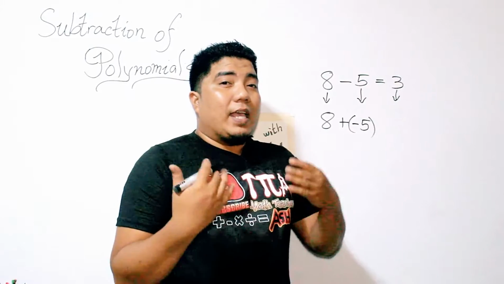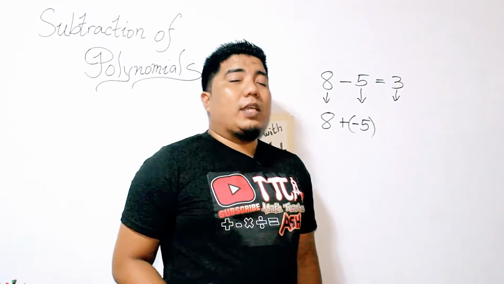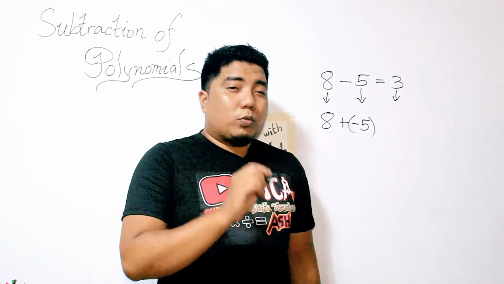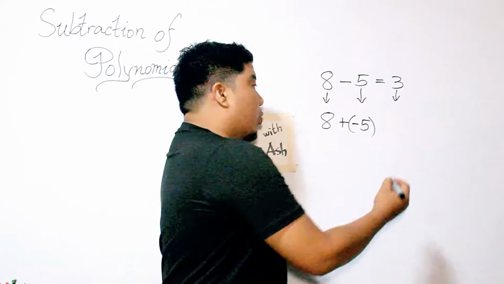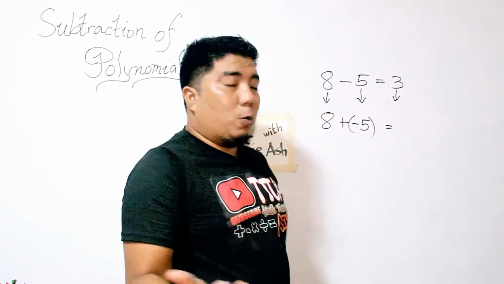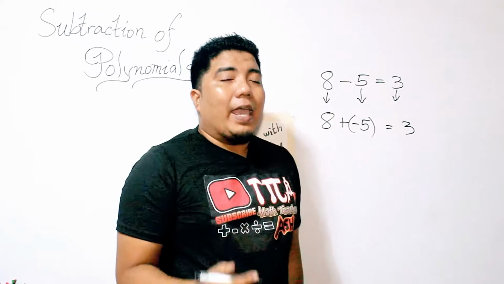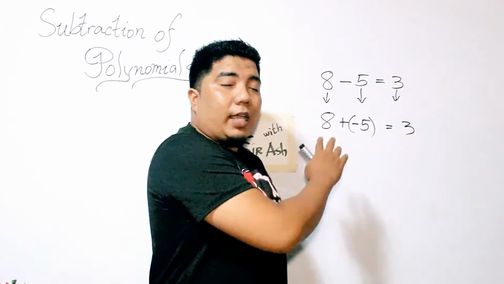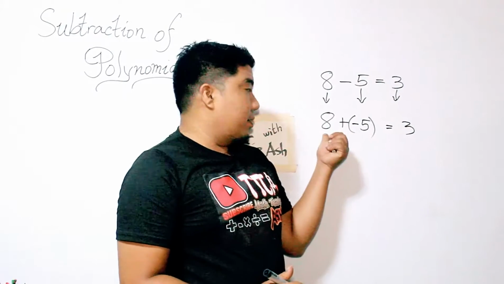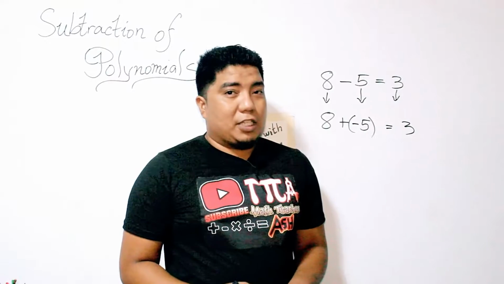If that's the case, then we will apply now the rules in adding. Remember the rules in addition, if you have two unlike signs, then what you will do is you subtract the values, that is 8 and 5. The result is 3, and then you copy the sign of the bigger value. Since 8 here is the bigger value and this is positive, then the final answer is positive.